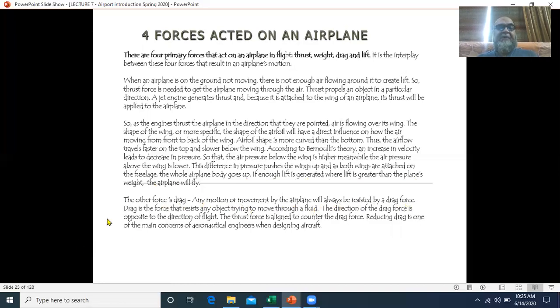Drag is the force that resists any object trying to move through a fluid. The direction of the drag force is opposite to the direction of flight. The thrust force is aligned to counter the drag force. Reducing the drag is one of the main concerns of aeronautical engineers when designing an aircraft.